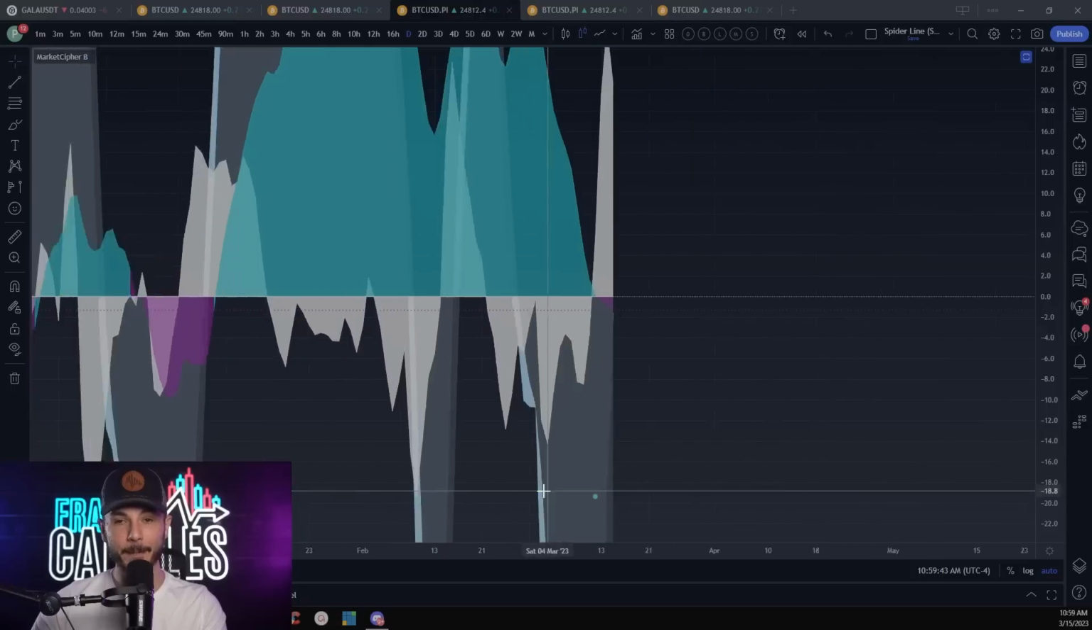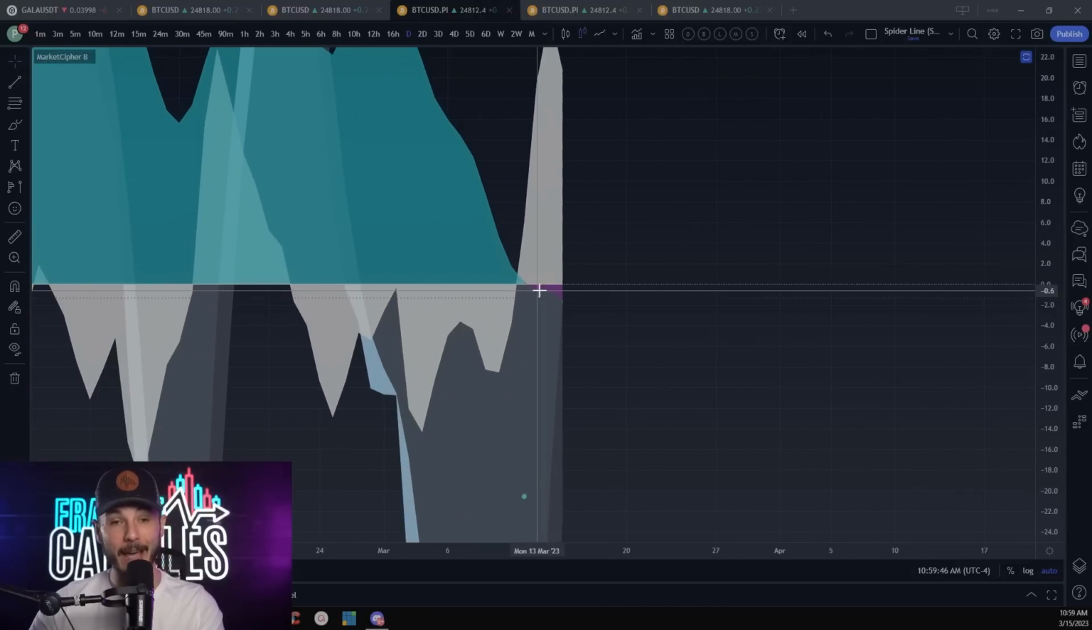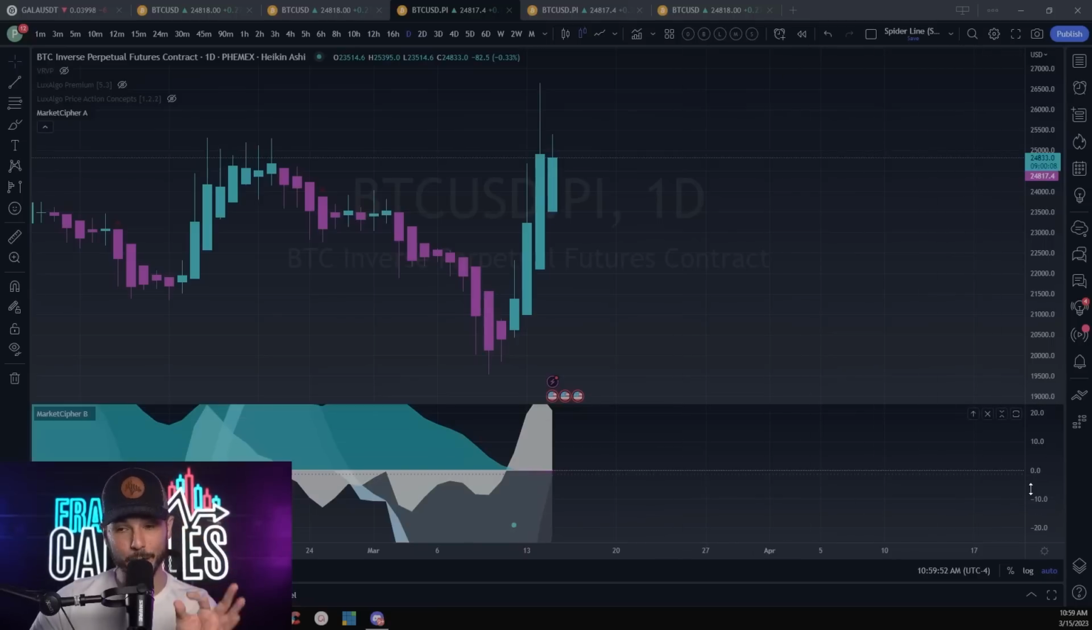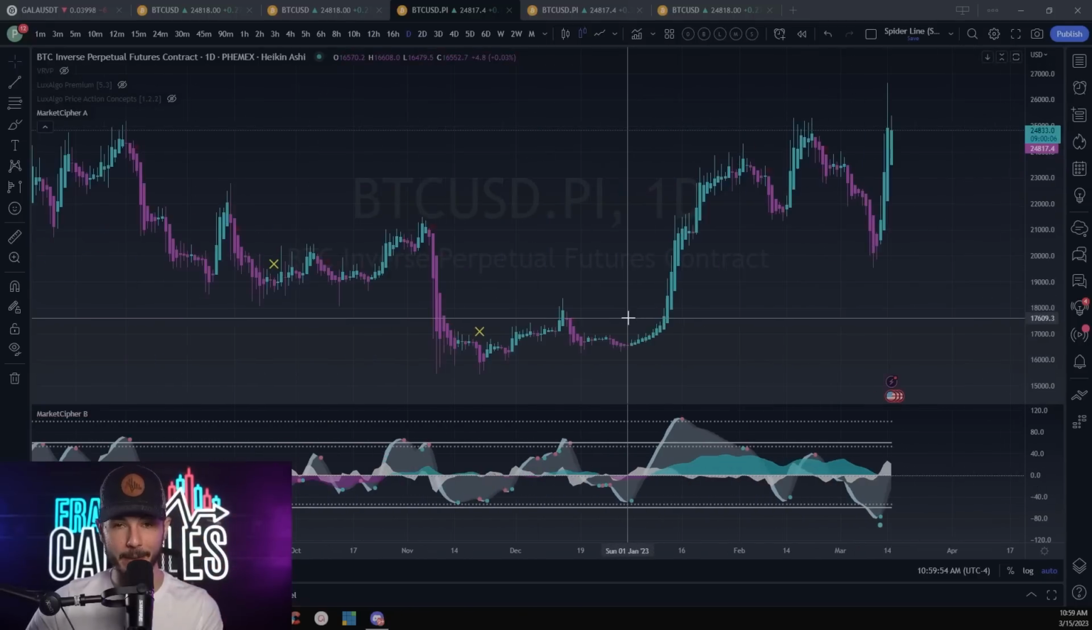Now, yesterday, if you take a look at this, we did have this skirting right back up towards that zero line, but now it is coming back out. So that is a potential bearish warning sign. So just be aware of that.